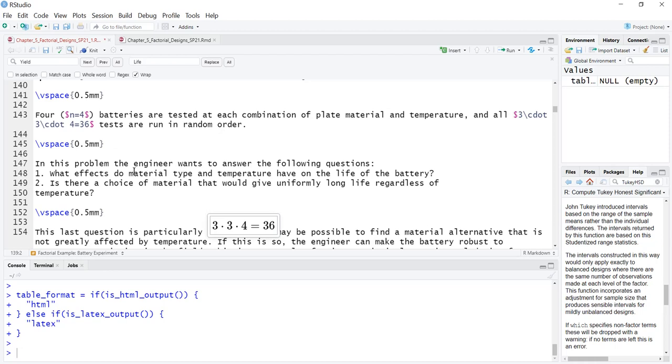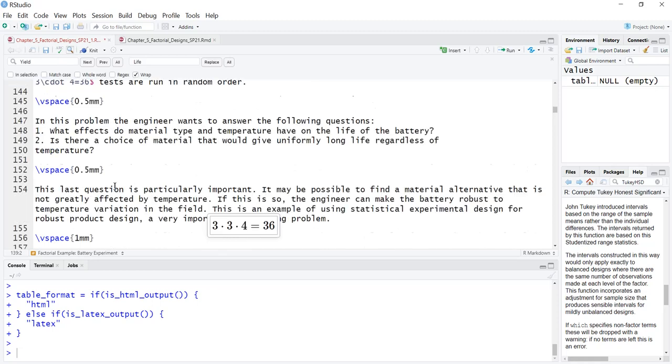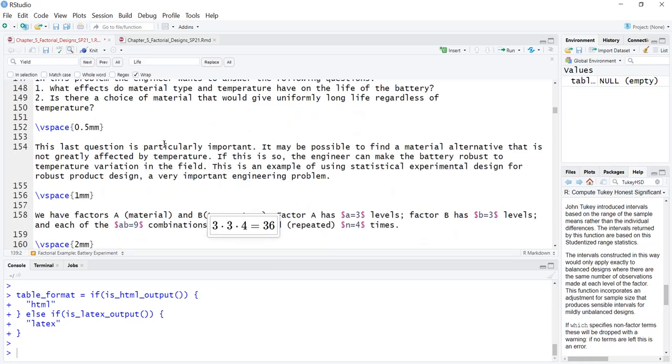What effects do material type and temperature have on the life of the battery? Is there a choice of material that would give uniformly long life regardless of temperature? Those are some pretty good questions. In fact, the last question is very important. If it's possible to find a material alternative that is not greatly affected by temperature, then we should do so. The engineer can make the battery robust, in this case, to temperature variation in the field. And this is an example of using statistical experimental design for robust product design, which is a very important engineering problem in general.